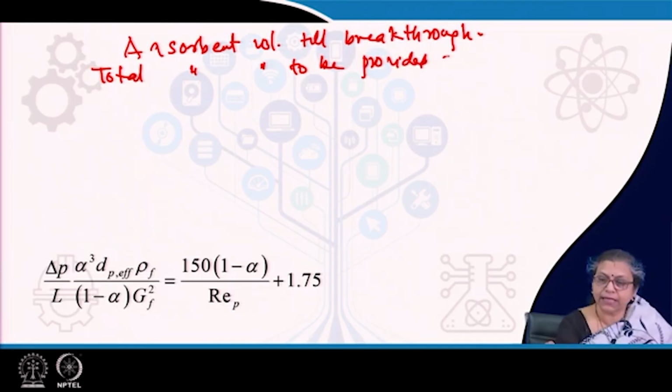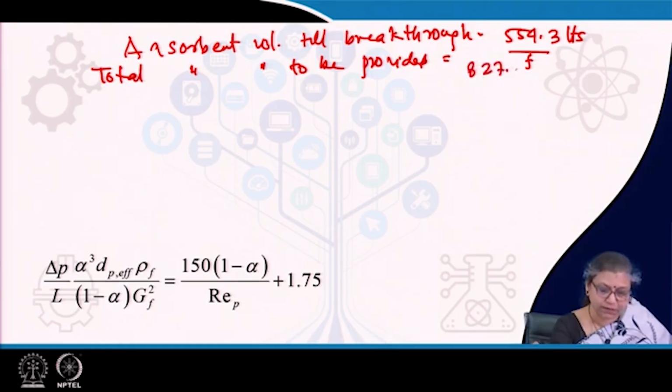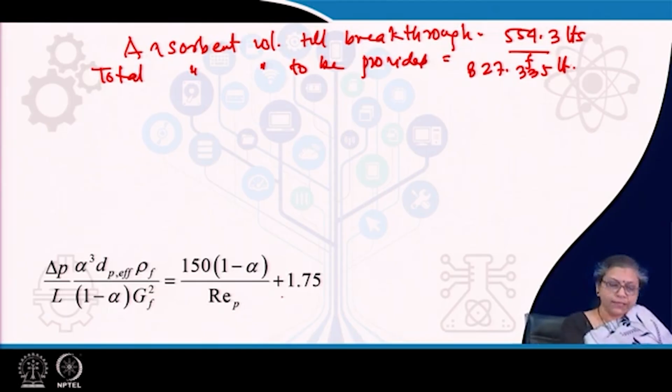What will that be? Suppose the adsorbent volume till breakthrough is near about equal to, say, 554.3 liters, just check these particular quantitative measures. Then in that case, this value divided by F into 1.3 gives the total adsorbent volume, which will come to 827.335 liters. Once you know the total adsorbent volume that has to be provided, you can definitely find out the mass of adsorbent that is required.